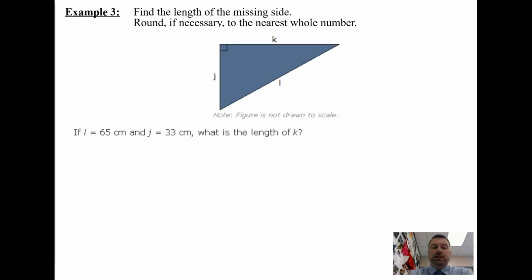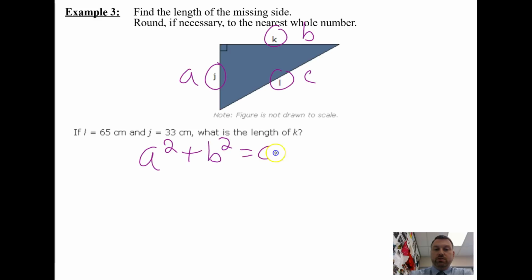Okay, here. So look at example 3. Here's a leg, here's a hypotenuse. Don't worry about the fact that it's different letters. This usually gets referred to as A, B, and C. So we're going to start by writing down the Pythagorean theorem. A squared plus B squared equals C squared. They tell me that L is 65 and J is 33. Look, L is 65, but L is the hypotenuse, so that always gets plugged in for C. The hypotenuse is always, always, always C.